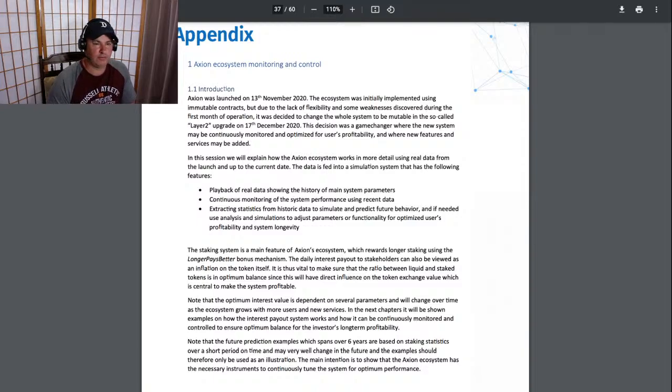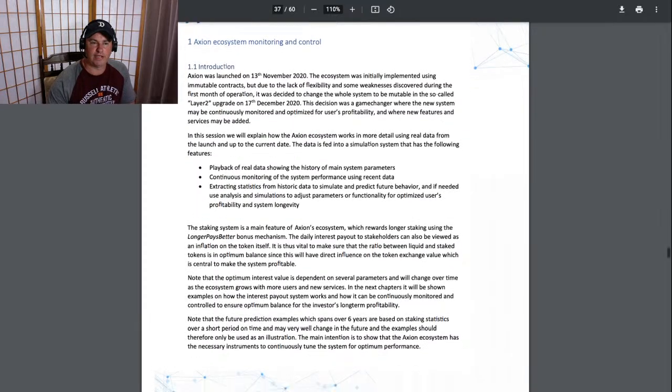Thanks for the moderation. Axion was launched on the 13th of November 2020. The ecosystem was initially implemented using immutable contracts, but due to the lack of flexibility and some weaknesses discovered during the first 5 months of operation, it was decided to change the whole system to be upgradable in the so-called Layer 2 upgrade on the 17th of December 2020. This decision was a game changer, where the new system may be continuously monitored and optimized for users' profitability, and where new features and services may be added. So that gives you a bit of history behind Axion when it started.